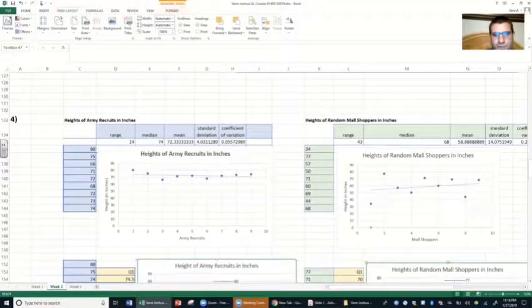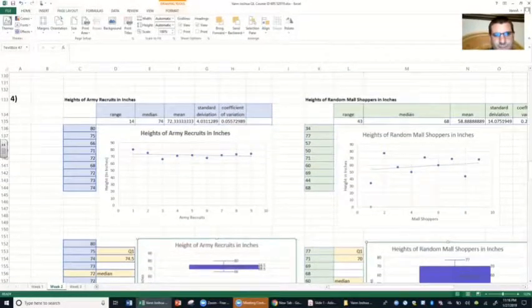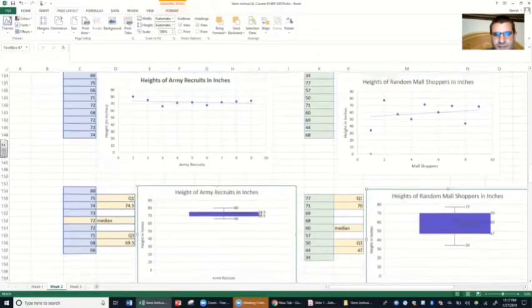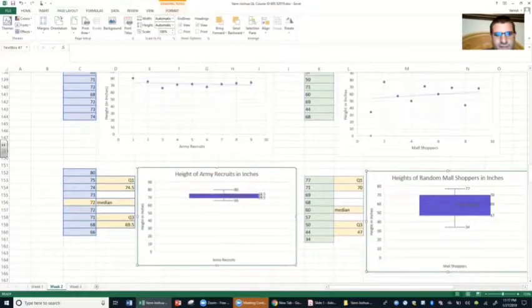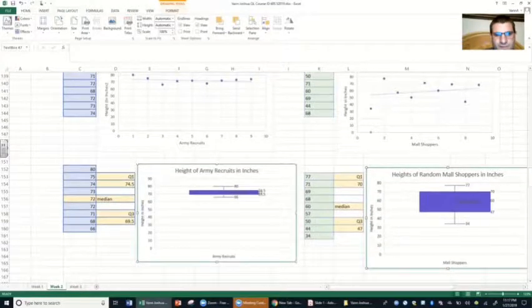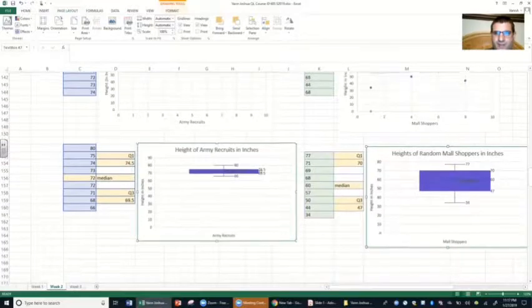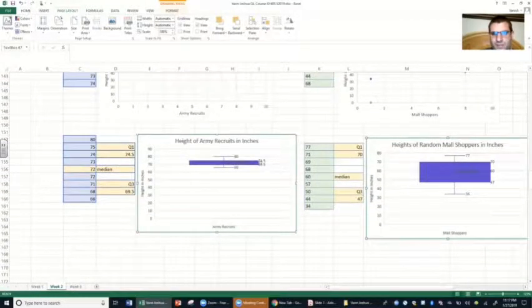All right. On question 4, we looked at the heights of Army recruits in inches, and we found the range, the median, the mean, the standard deviation, and the coefficient of variation. And we put that into a plot chart. And then we took that information and put it in order so we could find the quartile 1, the median, and the quartile 3. And then we put that into a box and whisker.